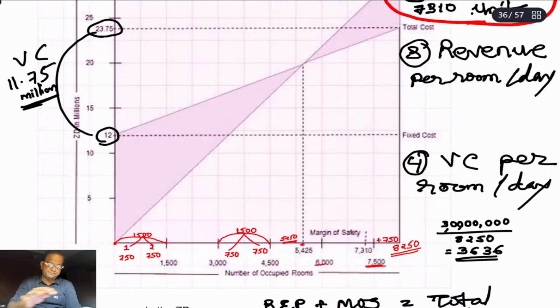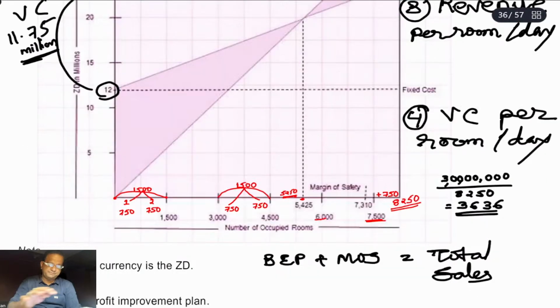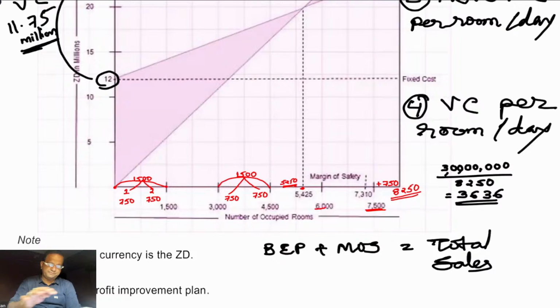So please divide 11.75 million. It means 1 crore 17,50,000 divided by 8250. So it's 1424. So the combined variable cost is 1424.